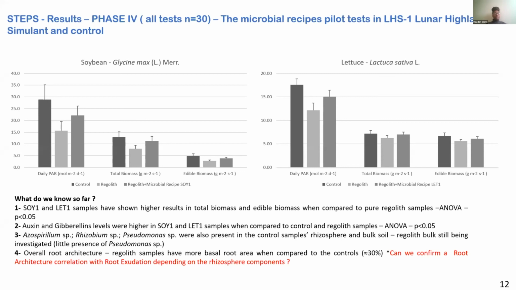We think that might be due to the introduction of our microbial recipe, bringing in more nutrients and also more hormones. For overall root architecture, the regolith samples have more basal root area when compared to controls. Overall, we were able to see a definite increase in comparison of our regolith versus our regolith and microbial recipe. So far we think it's a success, but we have to continue finishing.